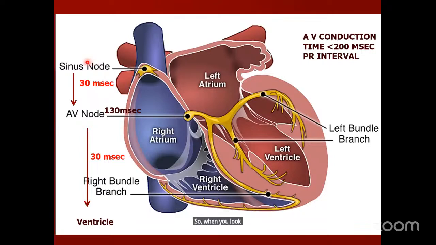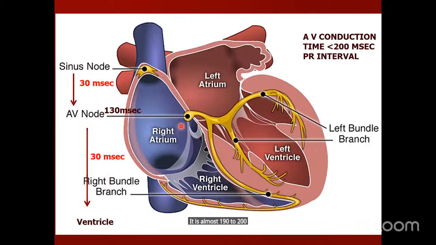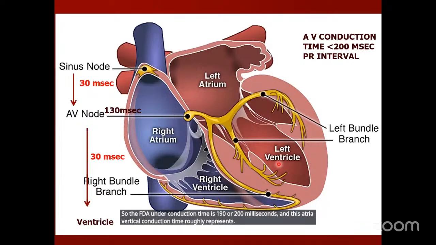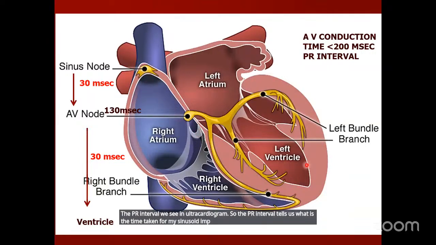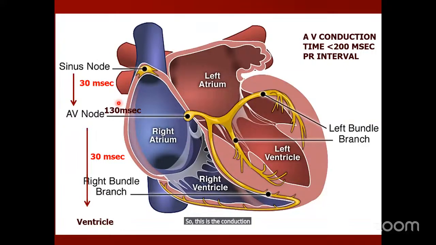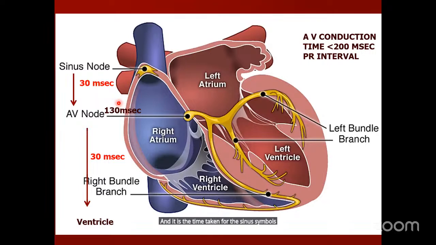So when you look at the addition of the entire time from the sinus node to the ventricular muscle, it is almost 190 to 200 milliseconds. So this is called the atrioventricular conduction time. The atrioventricular conduction time is 190 or 200 milliseconds, and this roughly represents the PR interval we see in the electrocardiogram. So the PR interval tells us the time taken for my sinus node impulse to ultimately reach my ventricular muscle cell. So these are the conduction velocities across each one of the regions of the heart, and the time taken for the sinus impulse to ultimately reach the ventricular muscle.